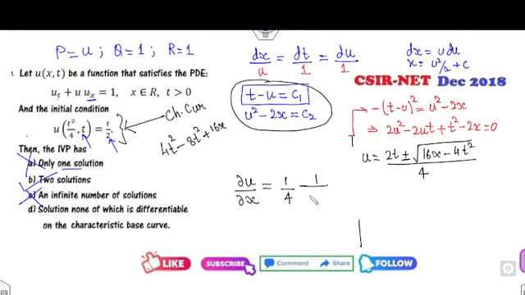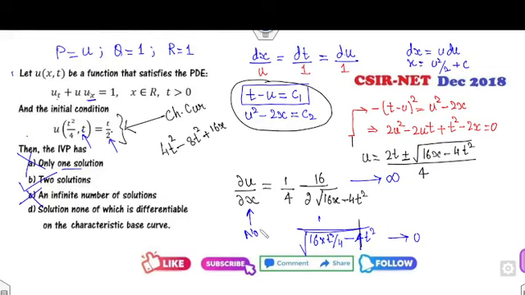1 over 4 outside, 1 over 2, 16x minus 4t square into 16. Clearly say at this curve, when you substitute x is my 16 into t square by 4, t value will be my t. So clearly say this number will go to 0. So that means this number will go to infinity. Once this is infinity, it means this is not differentiable, and none of which is differentiable. Yes, this is my correct answer. So B and D are my right answer. Again, if you differentiate with respect to t, again you will get infinite.